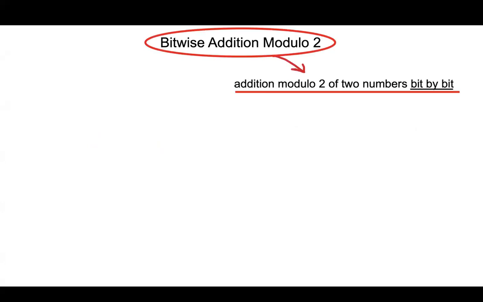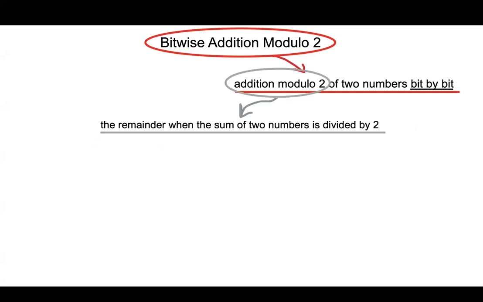Now let's elaborate on what we mean by bitwise addition modulo 2. It means performing an addition modulo 2 between two numbers bit by bit. But the question remains, what is addition modulo 2? It's the remainder that you get after adding two numbers and then dividing them by 2. For two 1-bit numbers, the sum is defined this way.